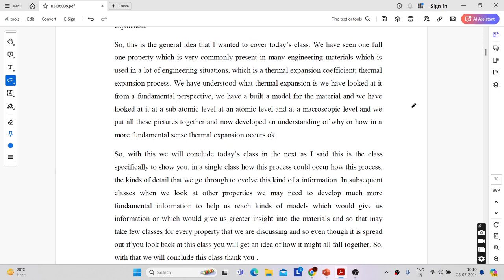First, the properties: mechanical, optical, electrical, thermal properties. And in thermal properties, we concentrated in the second class of the first week, like lecture number 3. In that we had explained about the thermal expansion.